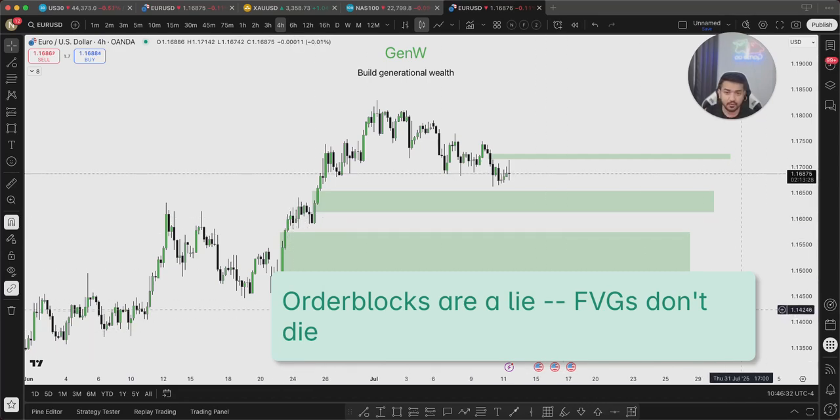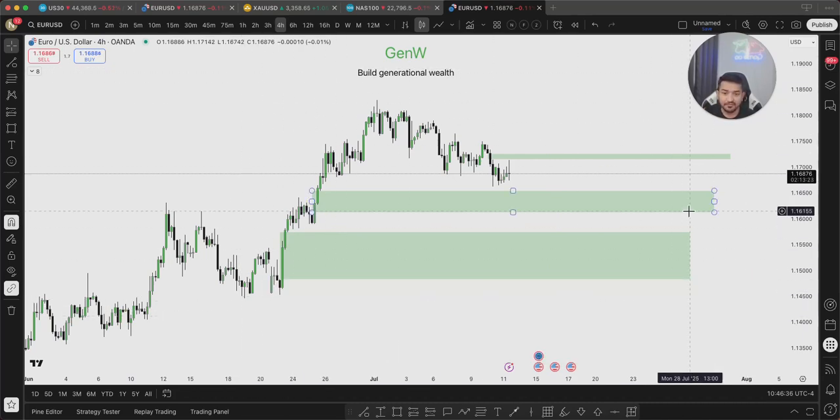I did it for several months after I started, only to realize that FVGs are the real deal. Order blocks are a lie and FVGs don't die. Just keep this in your mind.